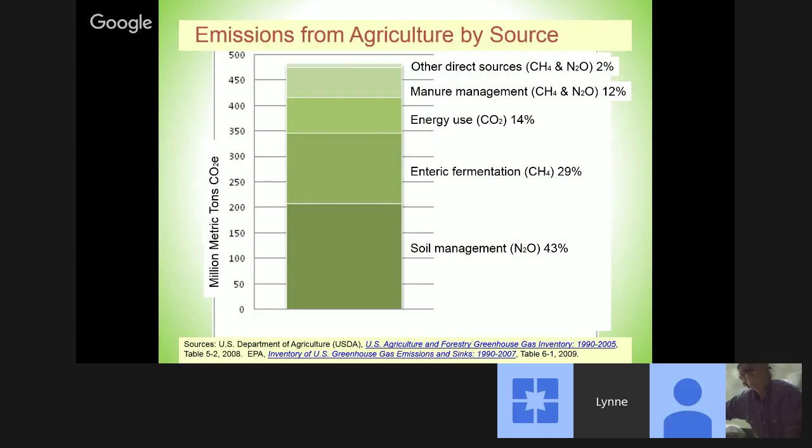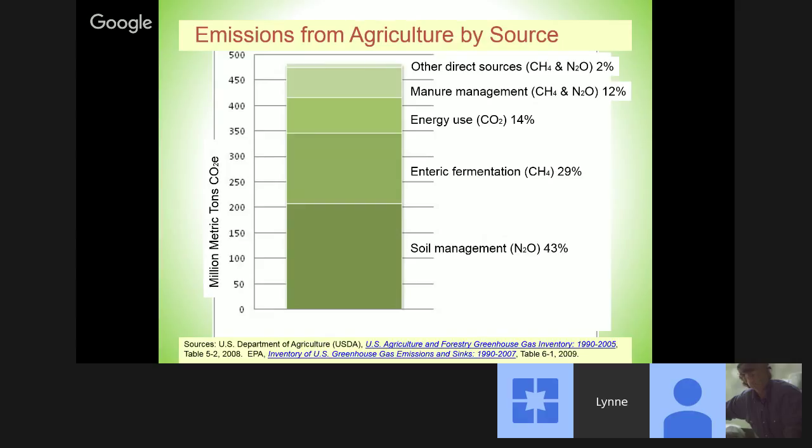This from the EPA in '09 suggests that almost half of the total CO2 equivalent from agriculture is actually coming from soil management producing nitrous oxide. So that's mostly because we're using large amounts of nitrogen fertilizers, and in the processes of nitrification and denitrification, some of that forms nitrous oxide, which is highly volatile and also a very potent greenhouse gas.